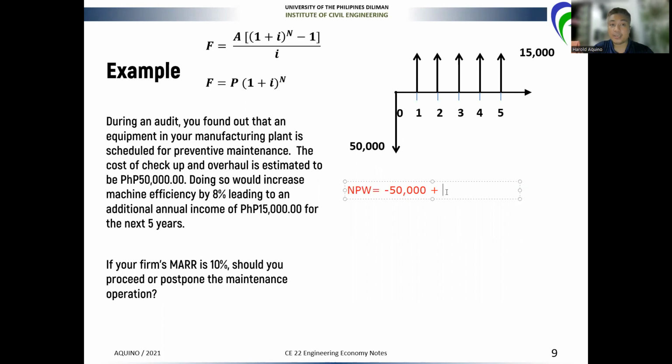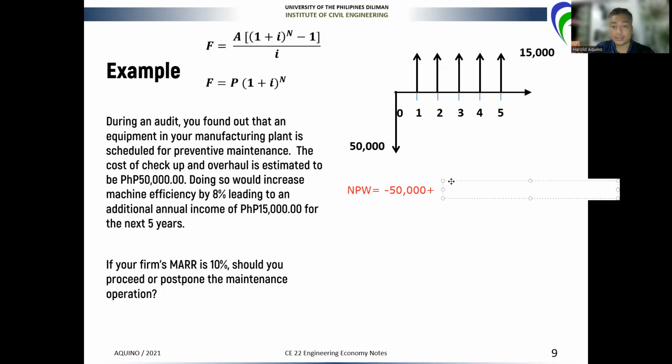So it will then be equal to the annuity value, which is 15,000, times 1 plus i raised to the n. So i here is 10%. Note, don't be confused between the 8% and the 10%. What we'll be using is the 10% because that's the MARR.